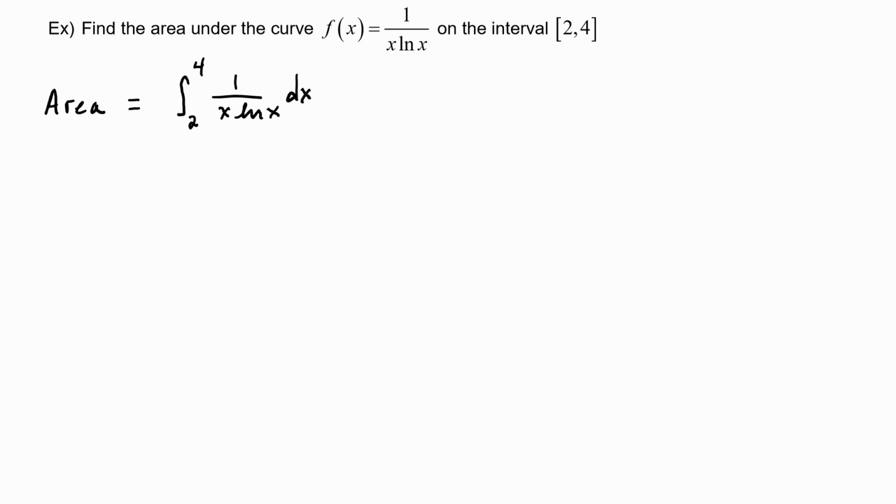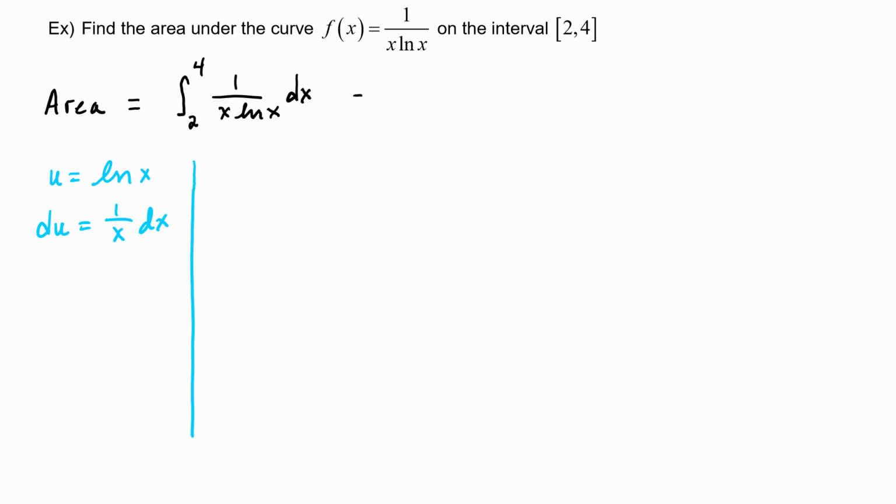dx. Now we know that we always want to look for one part of the integral to be the derivative of the other part. And if we let u equal the natural log of x, then du is going to equal 1 over x dx. And we see that we have that in our integral: the 1 over x here, and then we could move it over by the dx.